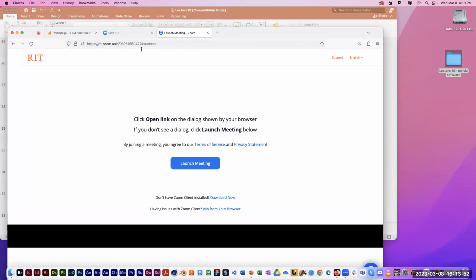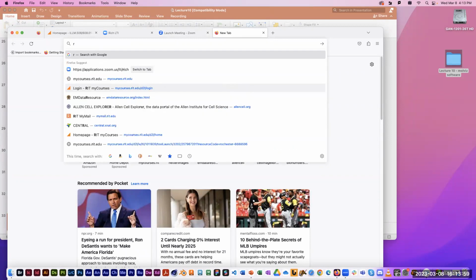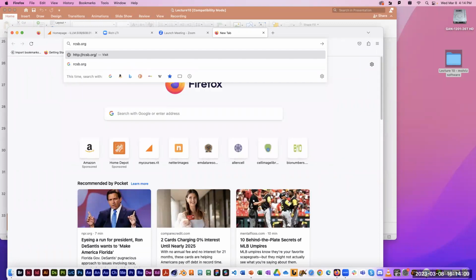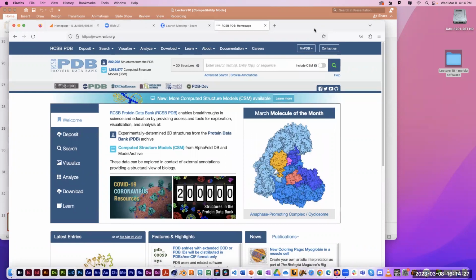But if I go in here, the name of the website is not like proteindatabank.org. It's actually rcsb.org. RCSB is the acronym of the lab that actually hosts it and runs it. It's the Research Collaboratory for Structural Biology. That's where the RCSB comes from. But if you open up rcsb.org, you get the protein data bank.